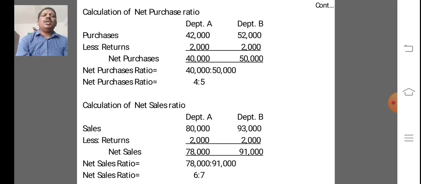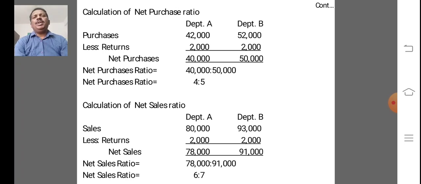So calculation of net purchase ratio. In department A, purchases are equal to 42,000 minus 2,000, 40,000. In department B, 52,000 minus 2,000, 50,000. So net purchases are equal to 40,000 is to 50,000. Therefore, net purchase ratio is equal to 4 is to 5.